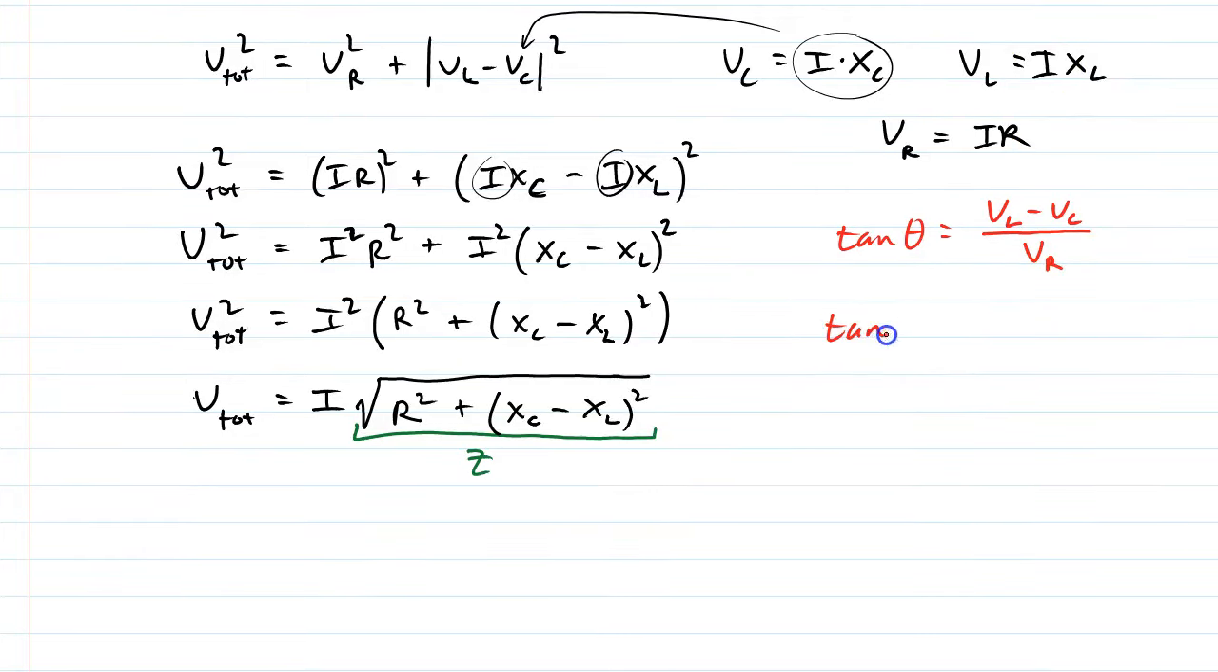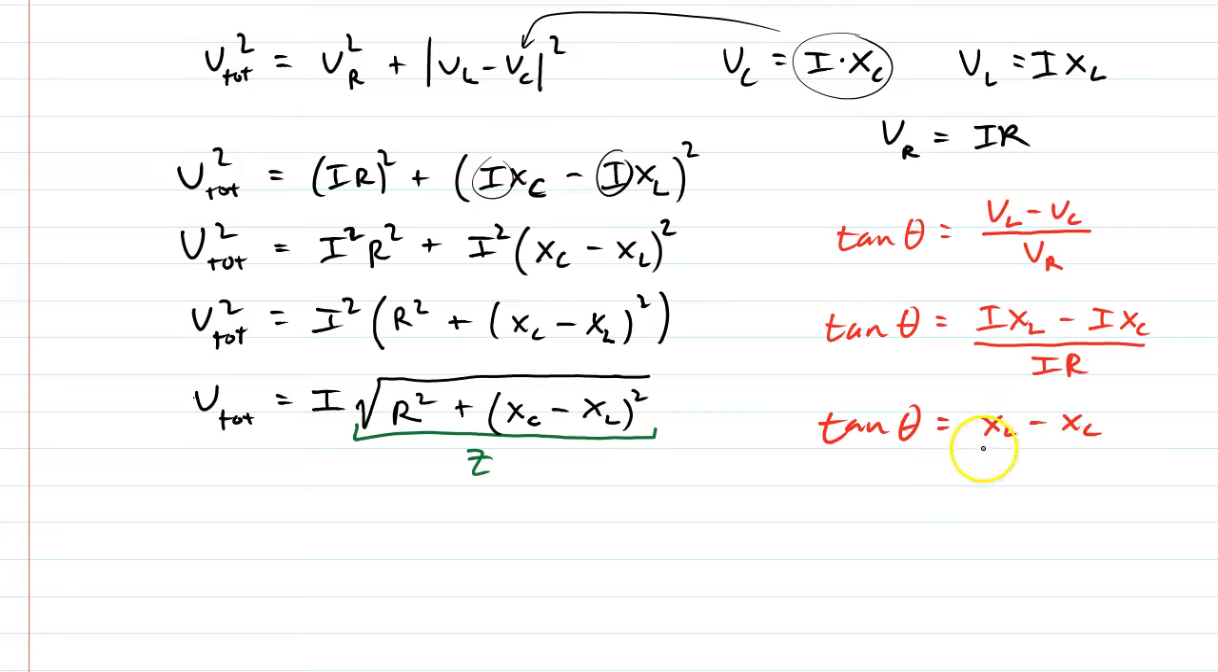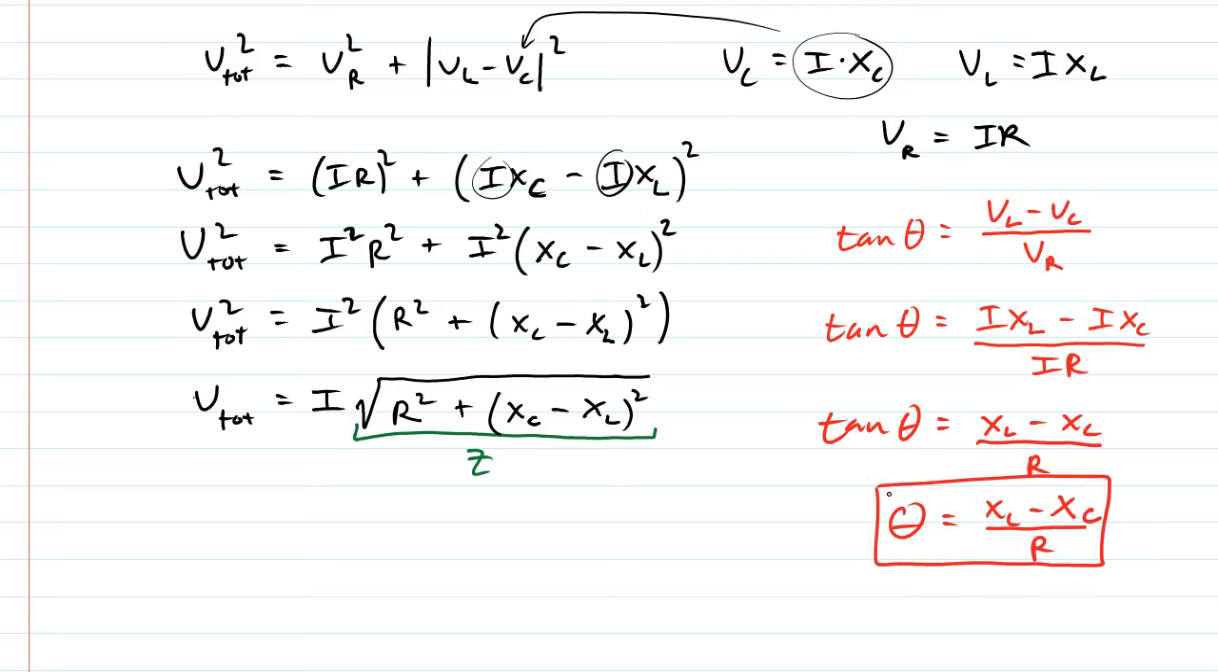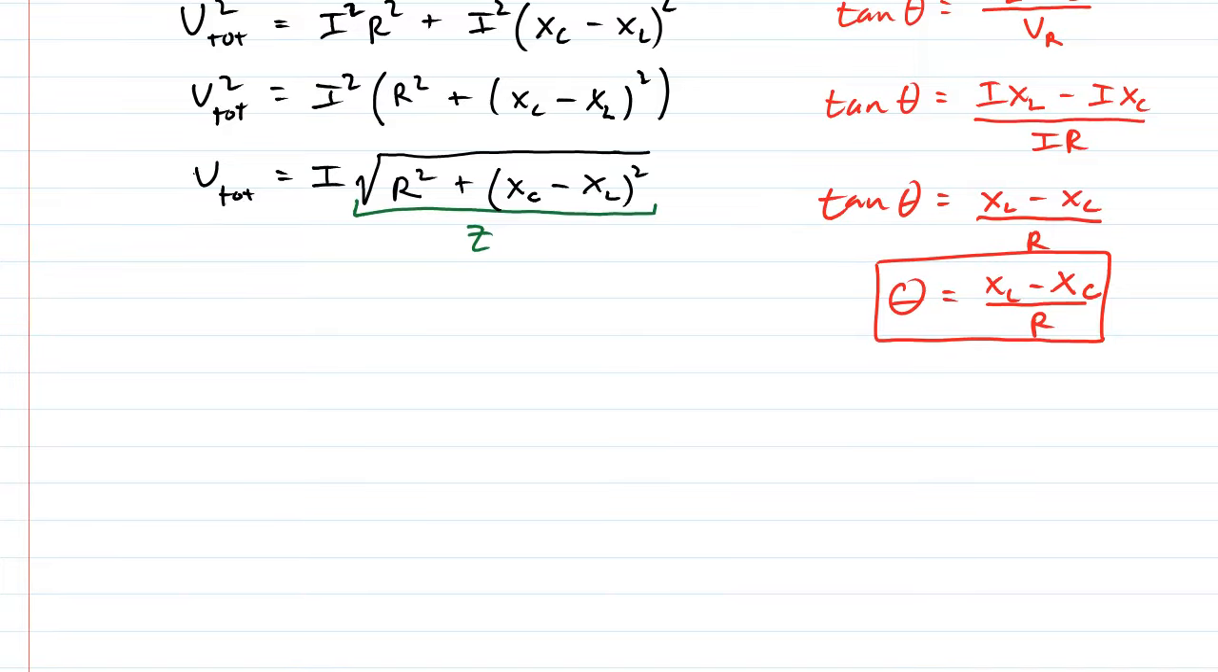We want to substitute so that we're dealing with currents and impedance. So VL is I XL minus I XC all over I R. Now you notice I have I in every one of these terms. These will cancel out, and I just have tangent of theta equals XL minus XC all over R. So to find your angle, this is what you would use in an RLC circuit.